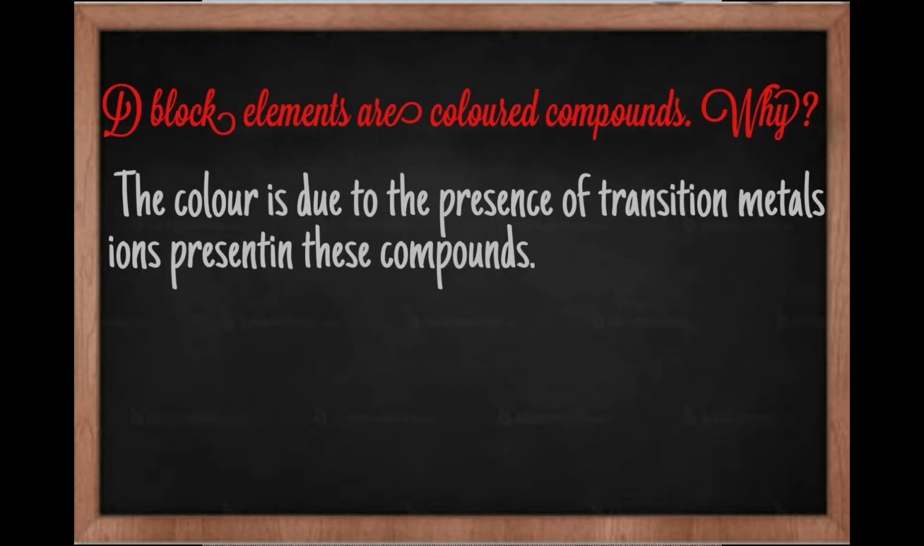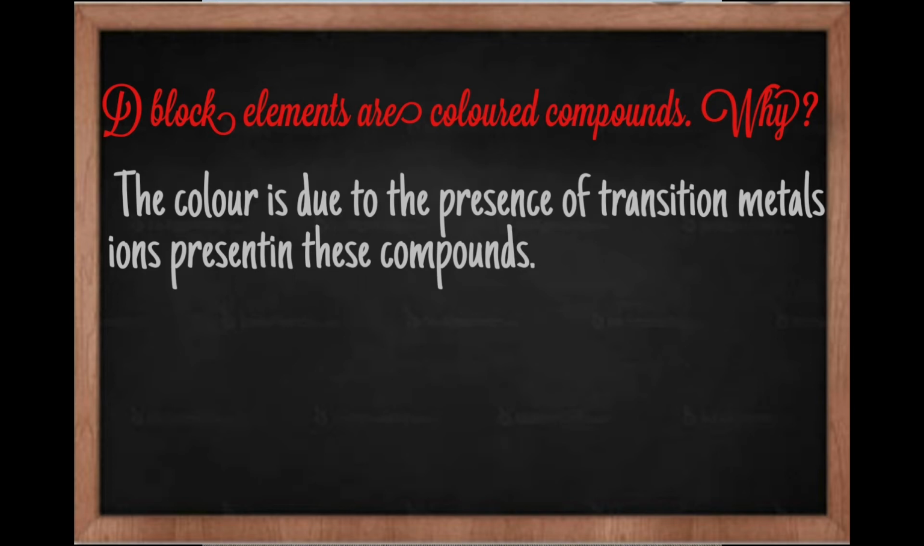Then I told you that D block elements form colored compounds. Why are they colored? The color is due to the presence of transition metal ions in these compounds. The presence of transition metal ions gives color to these compounds.